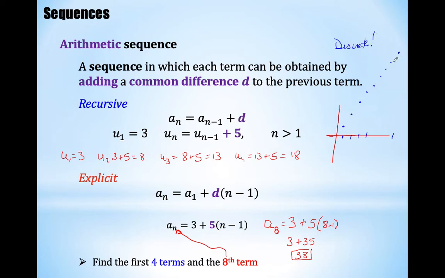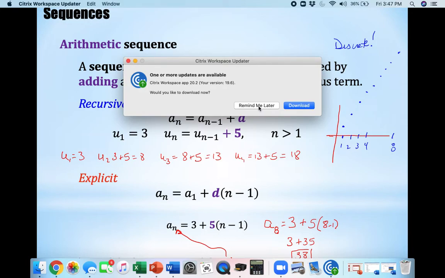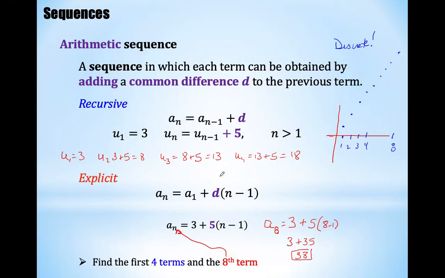Discrete meaning my domain is only positive integers, so I'm not connecting these dots, but can you see the pattern? Wait a second. Look at this. What's the S word that we use for this in algebra land? So what if I expand this out?